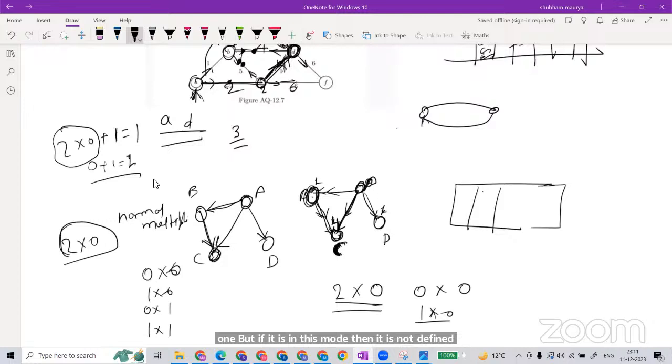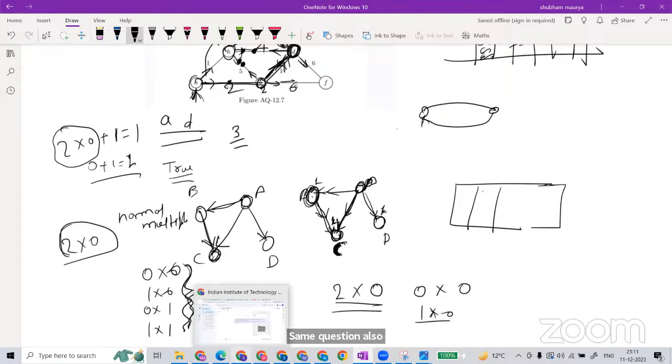You have to define first: what is 2 times 0? Because whatever we know, binary multiplication is here only. 2 times 0, there is no meaning. But if it is in normal, then it is true. The same question is also in an activity. I don't remember the number of the activity, but sir, I have pasted it in the Google Drive. If it is in that particular activity, then I think it is normal multiplication. It is actually normal multiplication, then it is true.